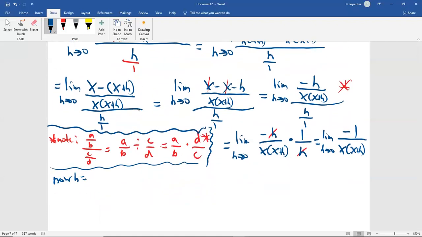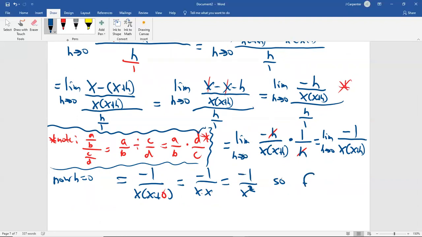Now let h be 0. So we get, no more limit, negative 1 over x times x plus 0, which is negative 1 over x times x, which is negative 1 over x squared. So the derivative, finally, is negative 1 over x squared. If this was a regular calculus class, we'd be doing a lot more like this and even more complicated. This is an applied calculus class, so that's about as difficult as I go.